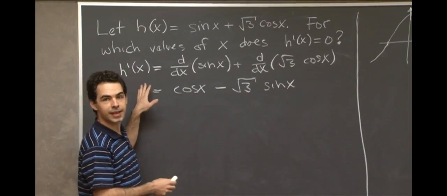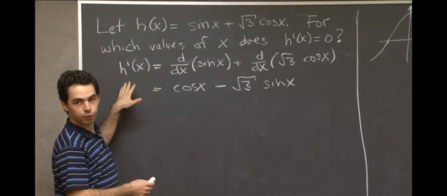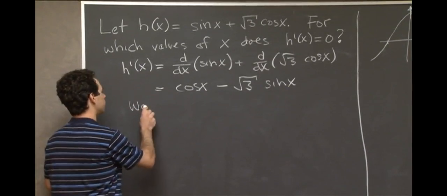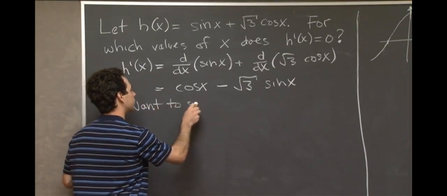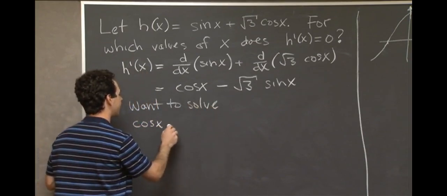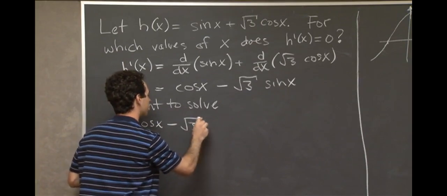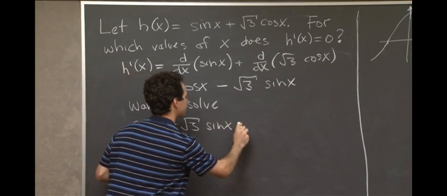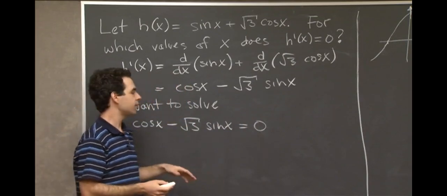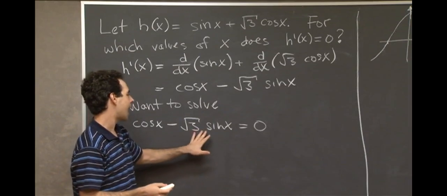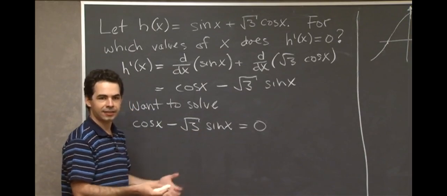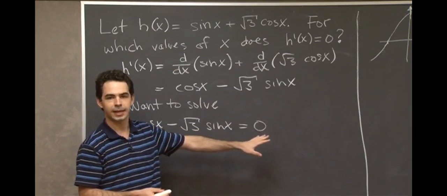So this is h prime of x, and now we want to solve the equation h prime of x equals 0. So we want to find those values of x such that cosine x minus square root of 3 sine x is equal to 0. Now, there are a couple different ways to go about this. My preferred way is to add the square root of 3 sine x to one side, and then I want to get my x's together, so I would divide by cosine x.